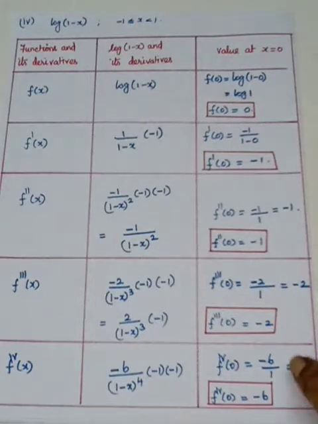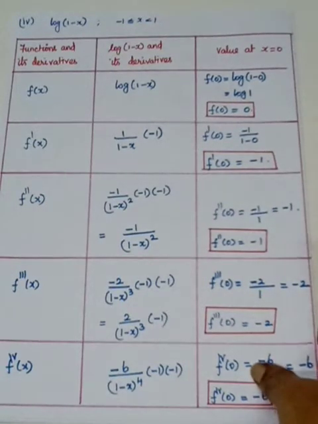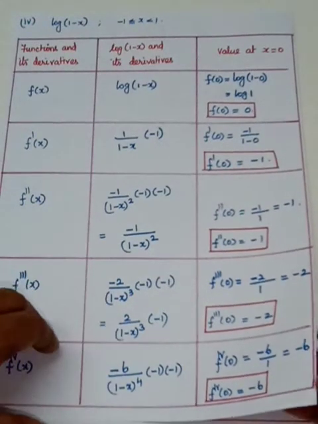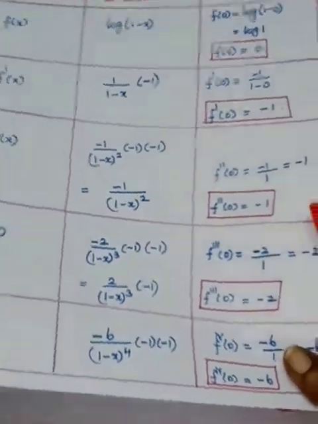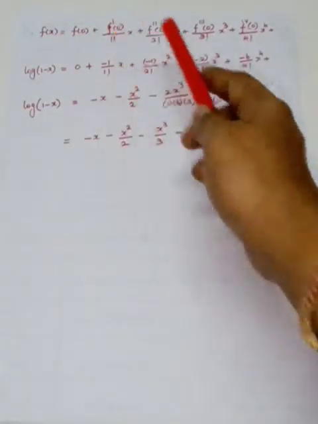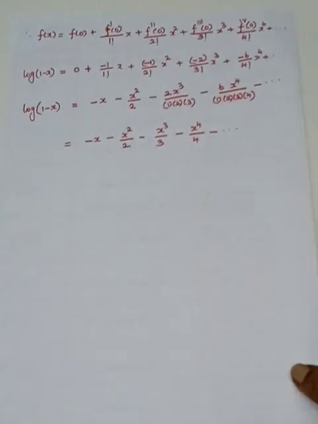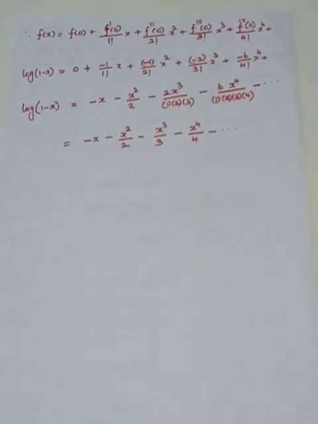So I have got the values for f of 0, f dash of 0, f double dash of 0. So I am going to substitute in the Maclaurin series formula. So f of x is equal to f of 0 plus f dash of 0 by 1 factorial x plus f double dash of 0 by 2 factorial into x squared plus f triple dash of 0 by 3 factorial x cube plus f fourth dash of 0 by 4 factorial into x power 4.